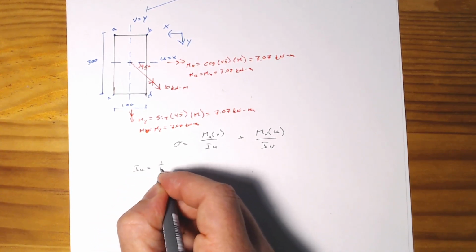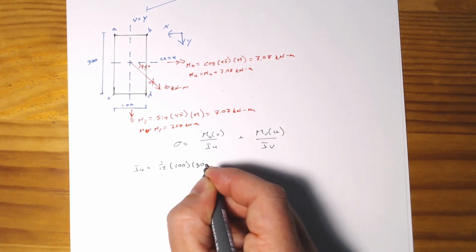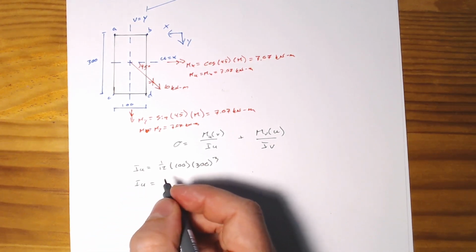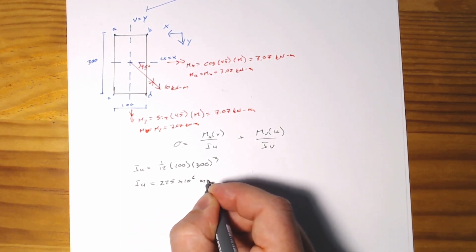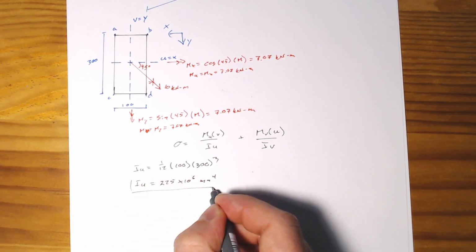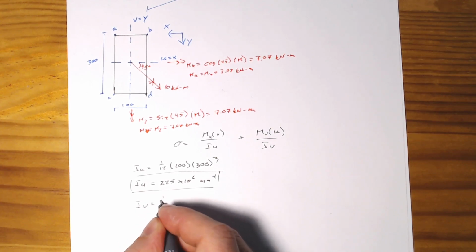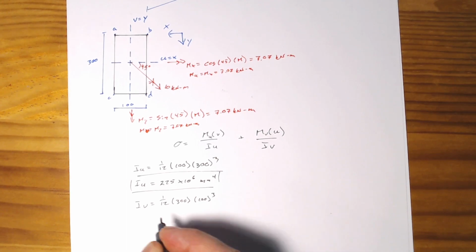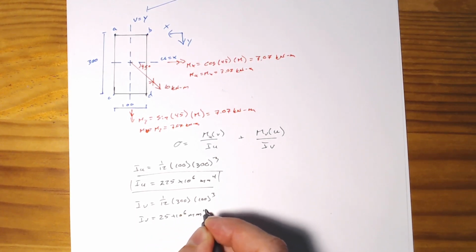Iu is going to be 1 over 12 times the base, 100, times the height cubed, so Iu is equal to 225 times 10 to the 6th millimeters to the 4th. And Iv is 1 over 12 times 300 times 100 cubed, so Iv equals 25 times 10 to the 6th millimeters to the 4th.